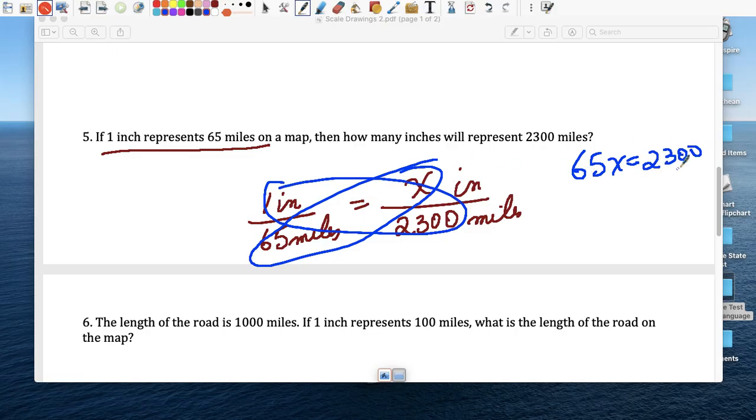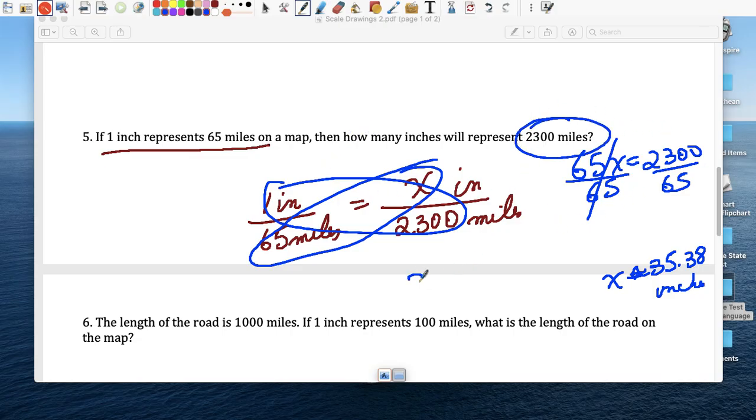We want this equation to look like this, with x isolated. So 2,300 divided by 65. If we divide this by 65 and divide this by 65, 65 divided by 65 is 1, we get 1x. And 2,300 divided by 65 is 35.38 inches, rounded. So not equal, but approximately. On a map, 2,300 miles would look like 35.38 inches.